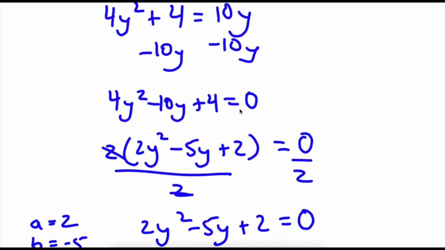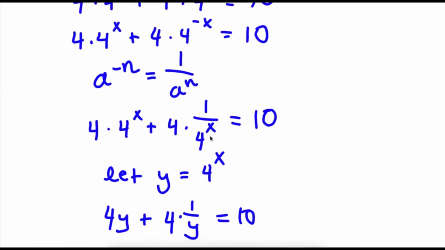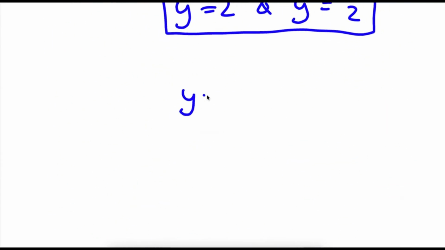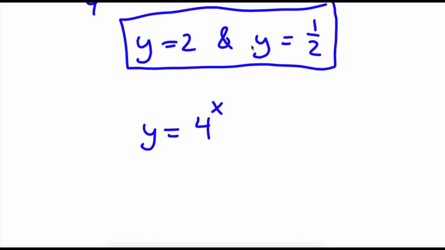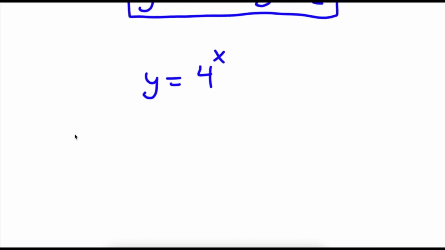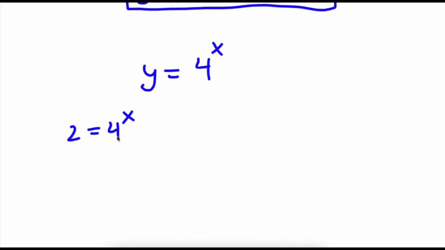However, now we are not solving for the value of y, we want to find the value of x, and y is equal to 4 to the power of x, right? So now if we substitute our values of y into this, first off, let's do 2. So now I have 2 is equal to 4 to the power of x. And 4 to the power of x, well, 4 is the same thing as 2 squared. So now I have 2 is equal to 2 squared to the power of x.